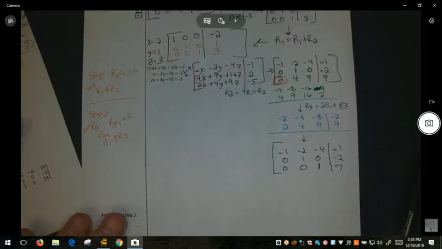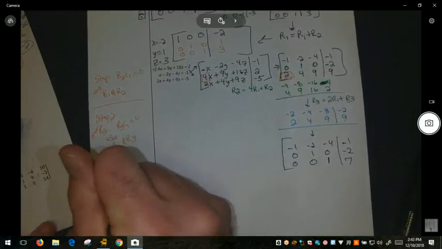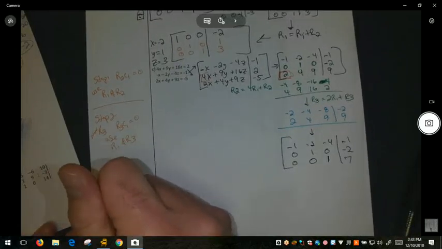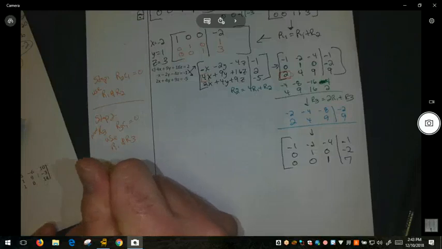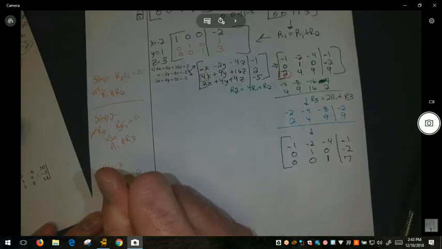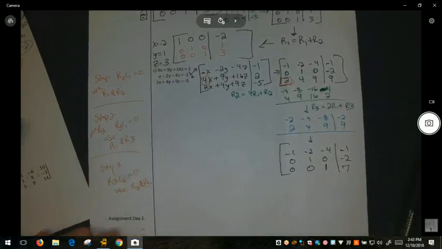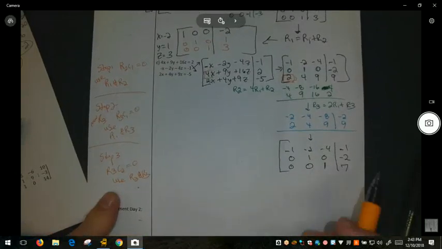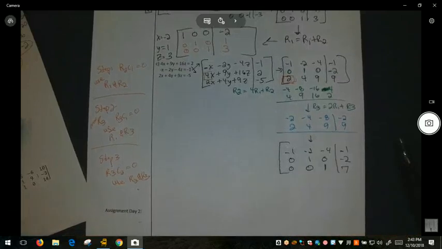All right, so now usually we would do step 3, which would be to get the row 3, column 2, 0 using row 2 and row 3. But we don't have to. We get to skip that here because it's already there. Lucky us.